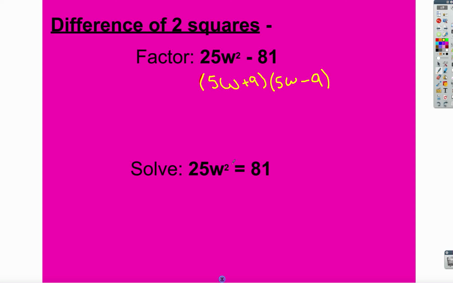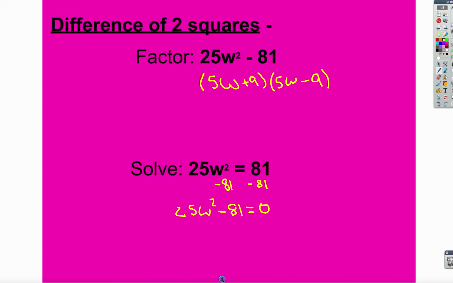So here again, I want to do another example where you are solving this instead. Notice I have an equal sign, so I would actually be solving for w. The first thing you would want to do is get it equal to 0. So I would subtract 81 from both sides, which would give me 25w squared minus 81 equals 0. And that's what I want. I want it to be equal to 0.